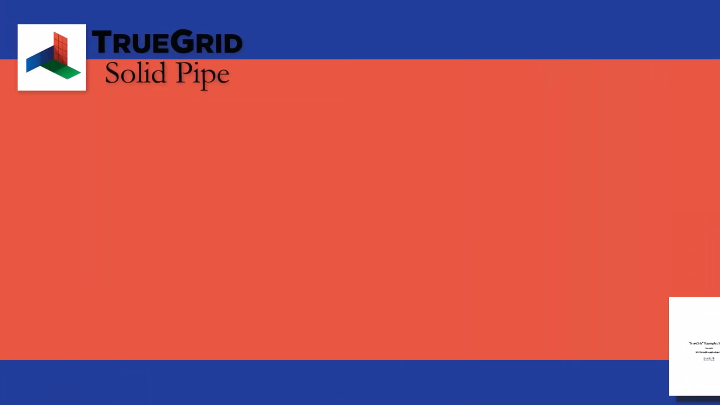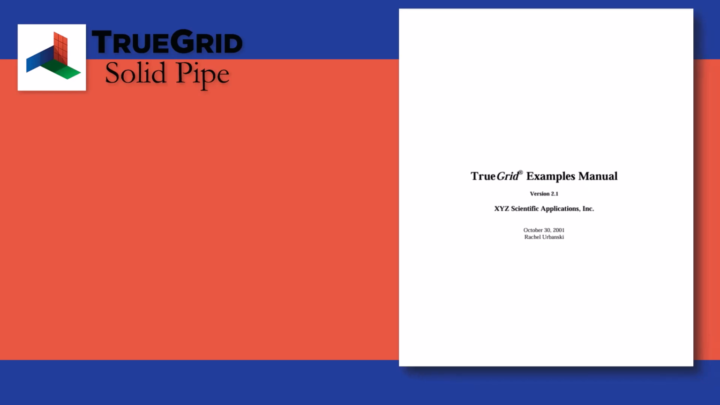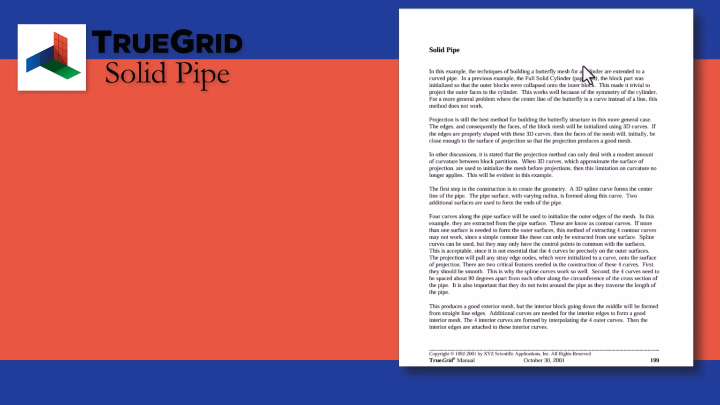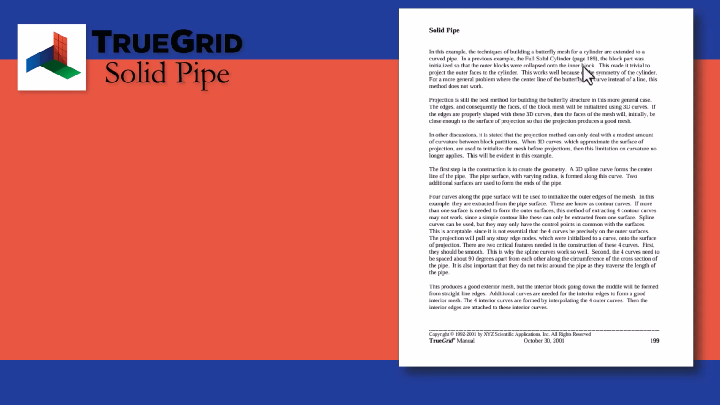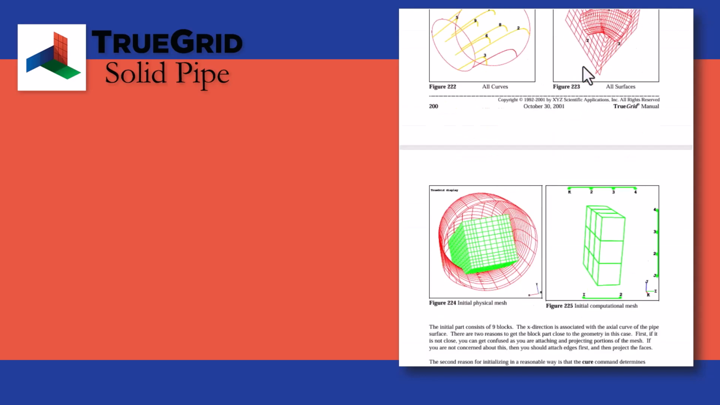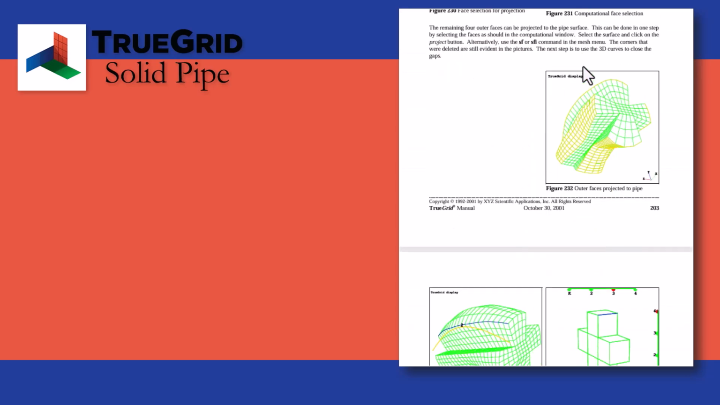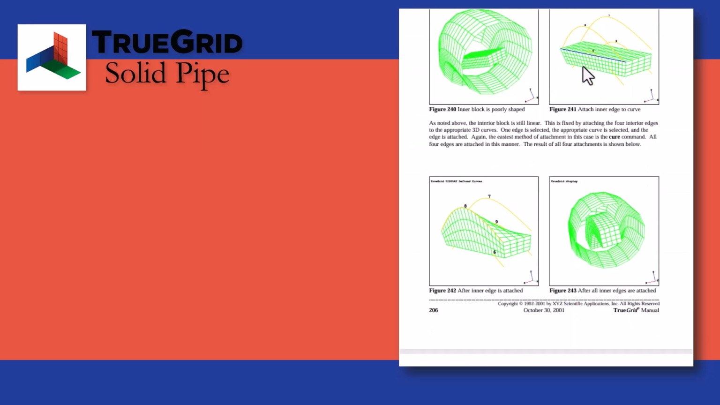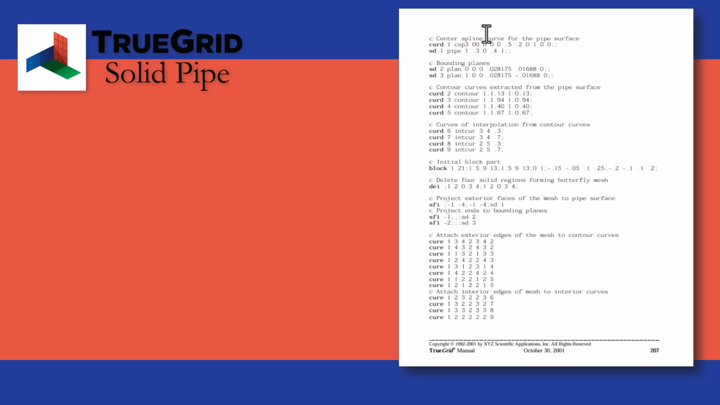You will find this solid pipe example in the examples manual on pages 199 to 207. Page 207 contains the full command file that you can copy and paste into the text box or recreate the commands listed using the dialog boxes. This is a good exercise for you to learn and practice TrueGrid.